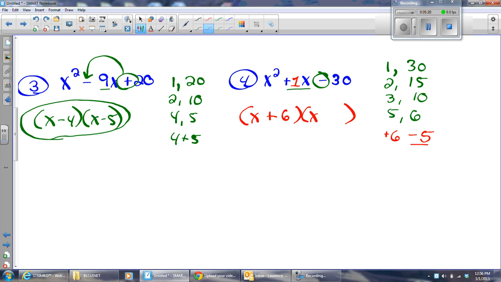And then we need a negative 5. Bam, I am done. That's when there's a minus in the back. By the way, the larger of the two factors will get this sign. The 6 got the sign. Yeah, the larger of the two factors will get the sign.